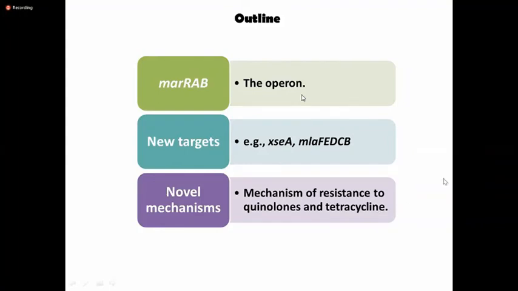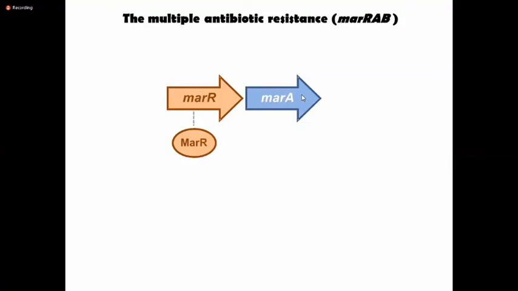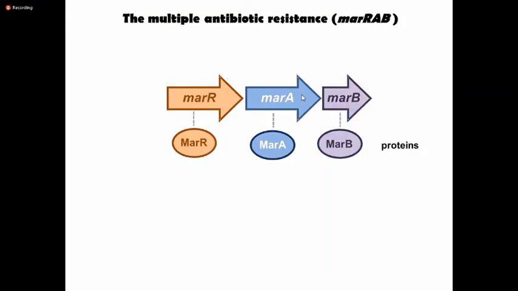Okay, so first I'll introduce the MAR-RAB system. MAR-RAB, the multiple antibiotic resistance operon, consists of 3 genes. The first gene is MAR-R, which codes for a repressor protein. The second gene is MAR-A, which codes for the activator protein, a transcriptional activator. And the third gene is MAR-B, which codes for the MAR-B protein, whose function is poorly defined. Together, these form the operon. However, in the wild type situation, this operon is poorly expressed. It's because of the first gene, MAR-R, which represses the transcription of the operon.